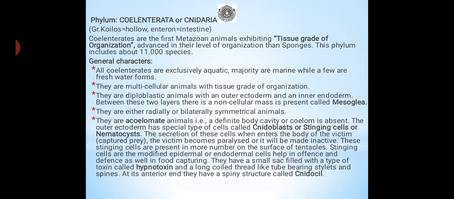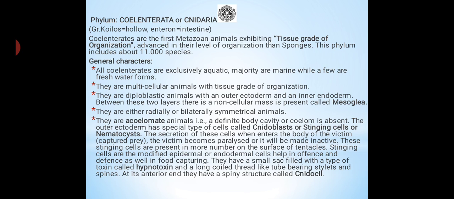Next one, they are diploblastic animals with an outer ectoderm and an inner endoderm. Between these two layers, there is a non-cellular mass called mesoglea. They are either radially or bilaterally symmetrical animals. They are acoelomate animals, that is, a definite body cavity or coelom is absent. The outer ectoderm has a special type of cells called cnidoblasts or stinging cells or nematocysts.